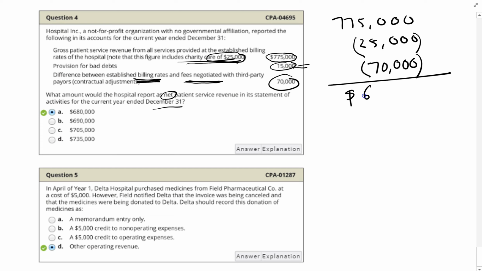Here again, please remember, bad debt is not a contra revenue. Bad debt is an expense. So when they record it, they will debit it as an expense, and they will credit their allowance for uncollectible amounts, and later they may adjust those allowance for uncollectible amounts, and this is how they will show their net patient service revenue.